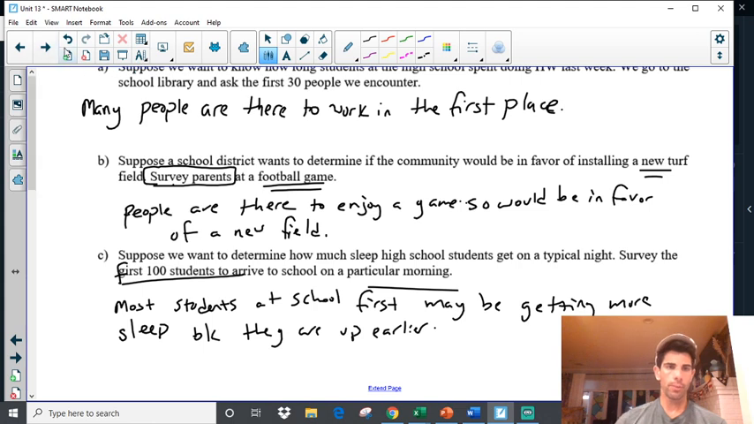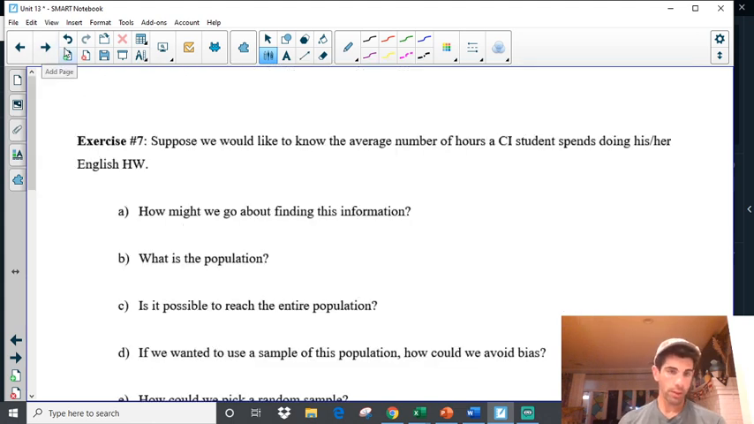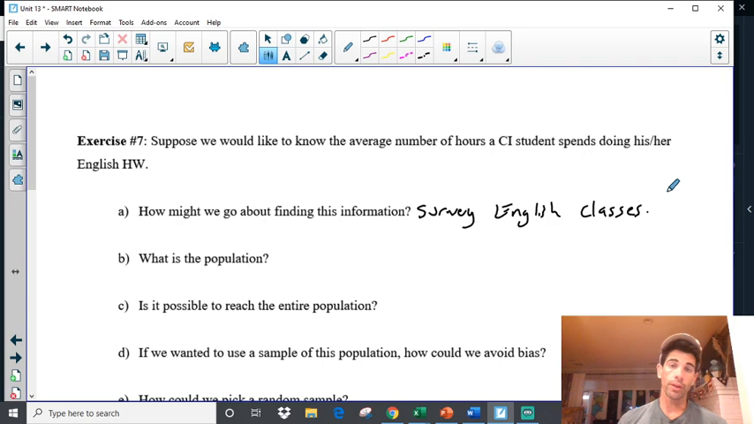All right, let's keep it going here. Exercise 7. Suppose we want to know the average number of hours a CI student spends doing his or her English homework. How might we go about finding this information? Survey English classes. So if you went into English rooms and asked those students how much they spend doing their homework.